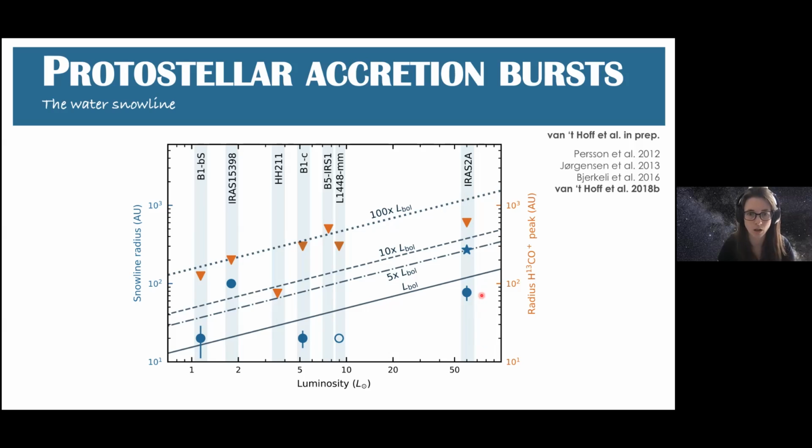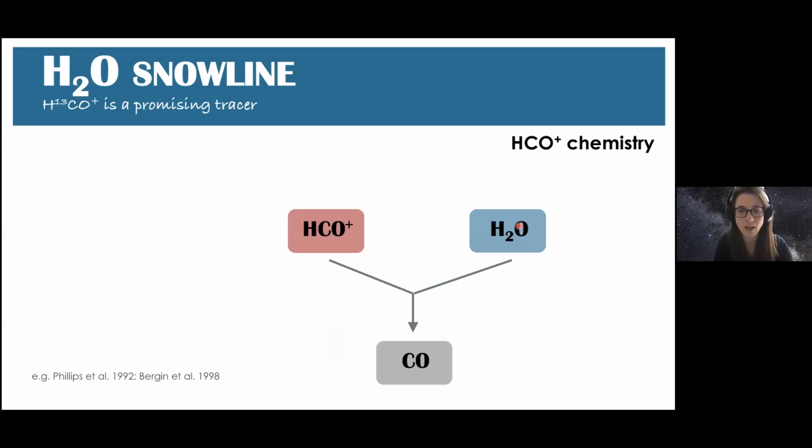So this would be a good source to observe for the carbon grain destruction. The second thing that I'm showing in this figure are these orange triangles, and that's the radius where the H13CO+ molecule peaks. And the reason why I'm looking at H13CO+ here is because H13CO+ has been suggested to be a good tracer of the water snowline.